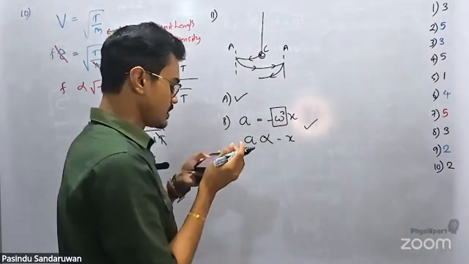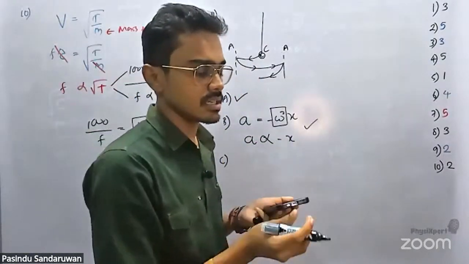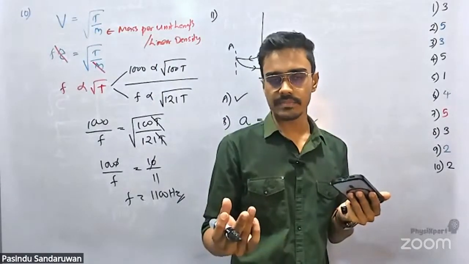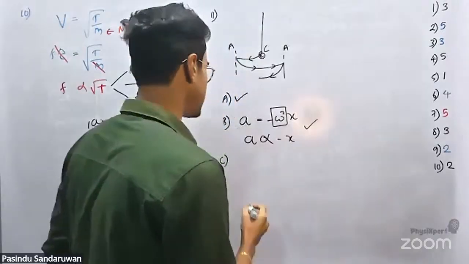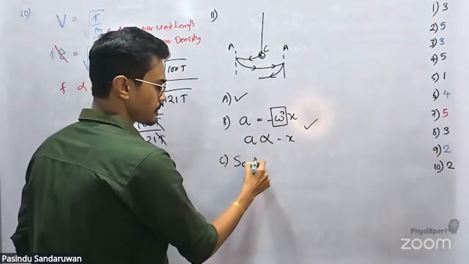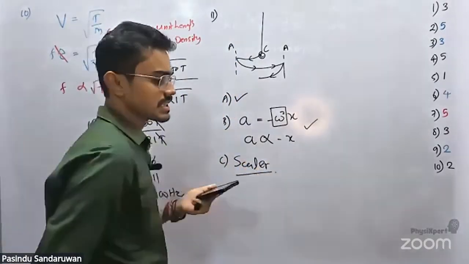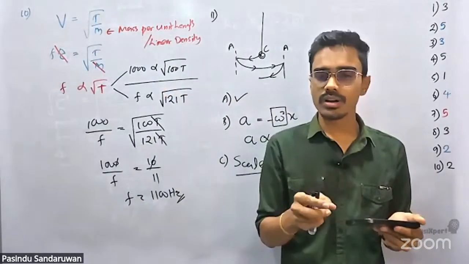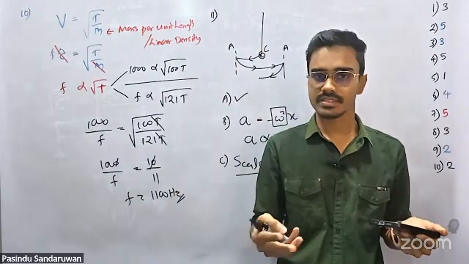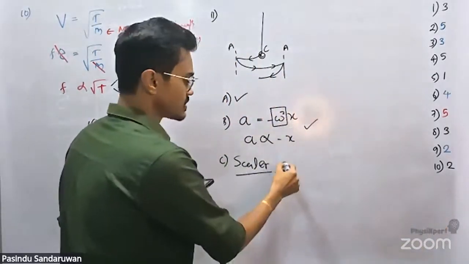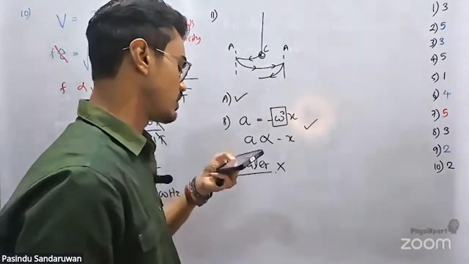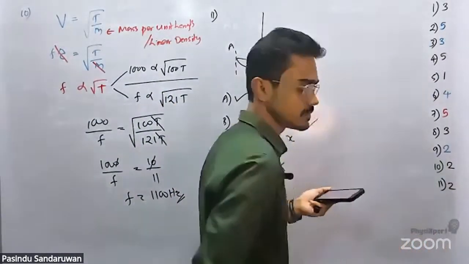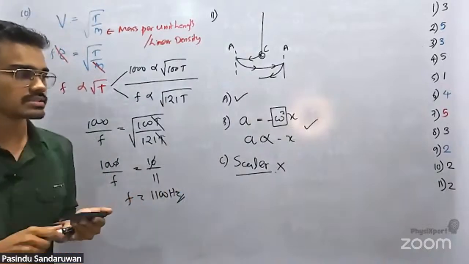C. Pressure at the moment. We can directly reject it because pressure is a scalar. Since pressure is a scalar, it doesn't have plus or minus signs, so that is wrong. Only A and B. For 11, answer 2.